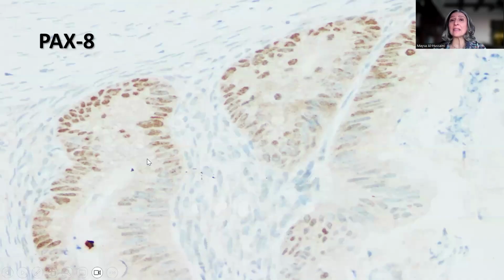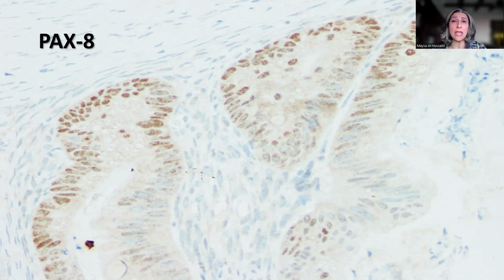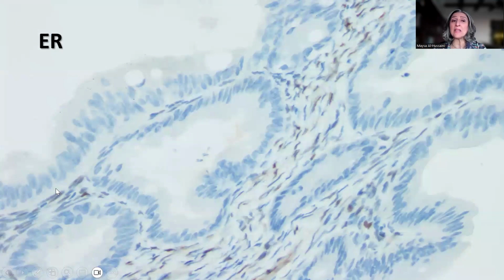What about PAX8? Now, in this particular case, PAX8 was positive, but this is unusual. PAX8 is only positive in 30% of primary ovarian mucinous carcinomas, and this was actually one of those cases. So we have now strong evidence between cytokeratin 7 positivity, SATB2 negativity, and PAX8 positivity to support that this is a primary ovarian mucinous carcinoma. ER in this case was completely negative in the tumor cell nuclei, whereas it was positive actually in the stroma, in the ovarian stroma in the background.